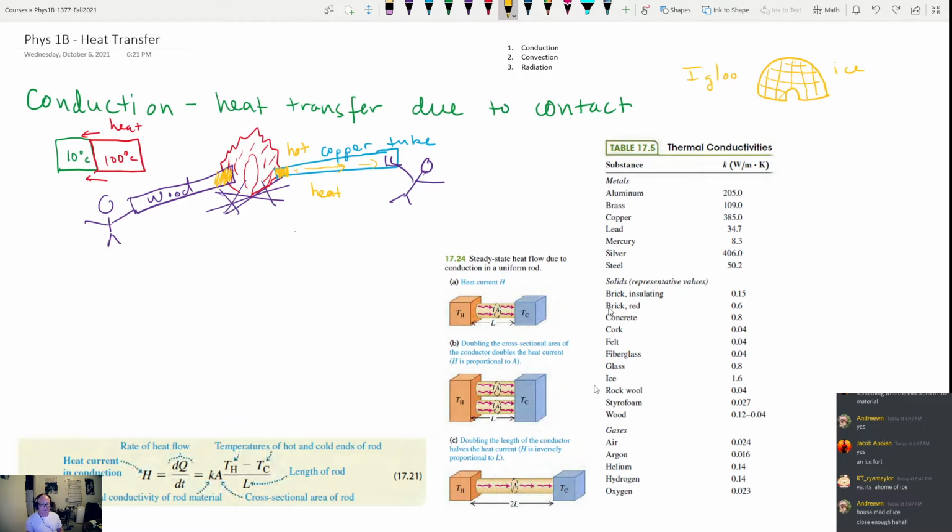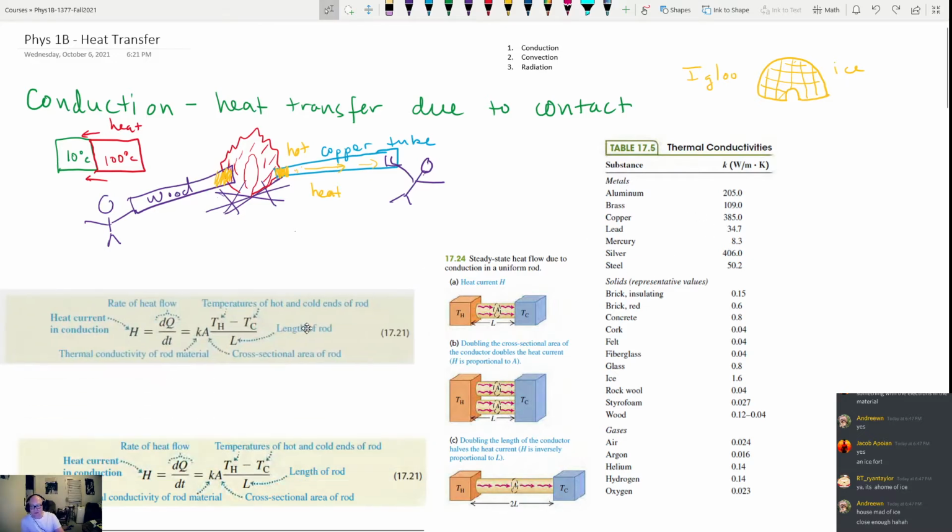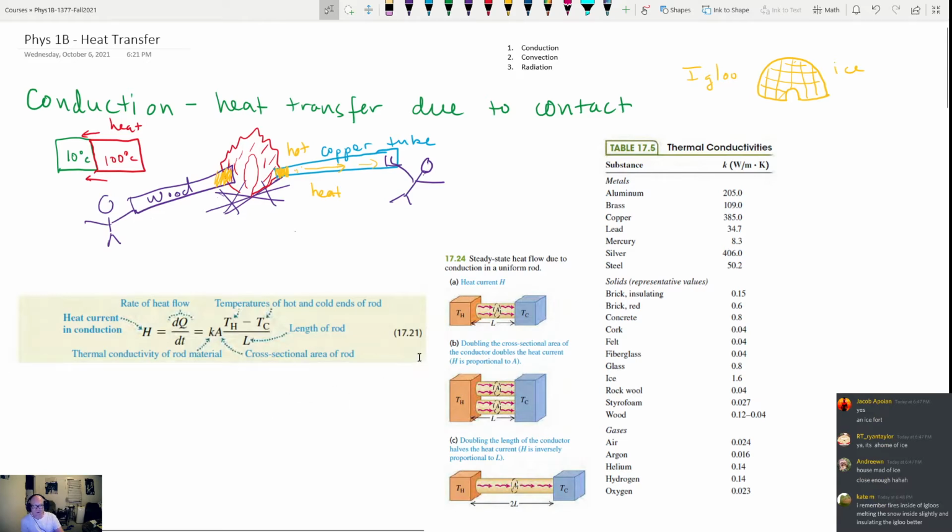Everything else is here too, like bricks. Homes are made out of bricks, right? Sometimes they're made out of concrete. They do a good job of stopping heat flow. So if we want to quantify exactly how much heat flows through an object, we can use this equation right here.